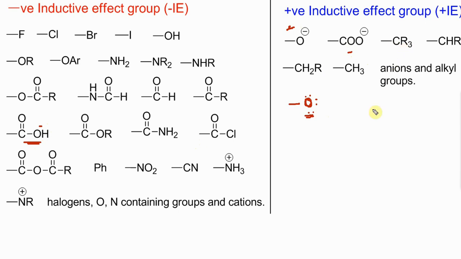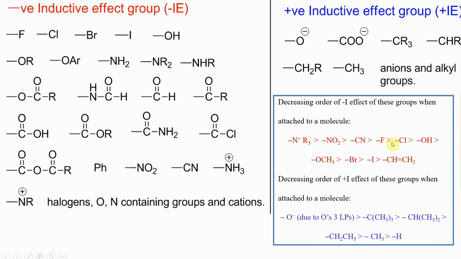CR3 is nothing but tertiary butyl. CR2 is secondary carbon, this is primary carbon, methyl. All these are going to be plus I. Anions in general are plus I and alkyl groups are plus I. Okay, this is what you want to remember. Anions are plus I because they already have more electrons. Alkyl groups are carbon groups, so they push. Very simple.